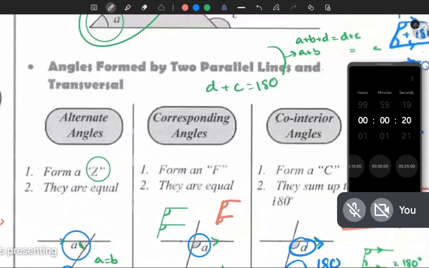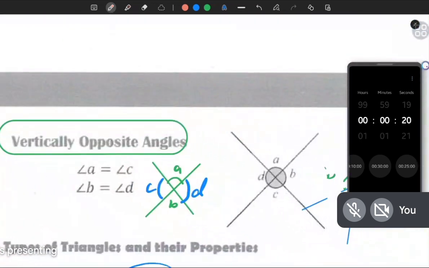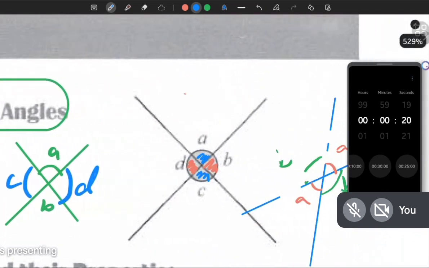Okay. So now coming forward to vertically opposite angles, when you have two intersecting lines, right? So you've got one straight line, and you've got another straight line. They're intersecting. These angles are vertically opposite, and these angles are vertically opposite. So they're equal to each other, right? For example, here this angle C is equal to D, and the other way around, A is equal to C.